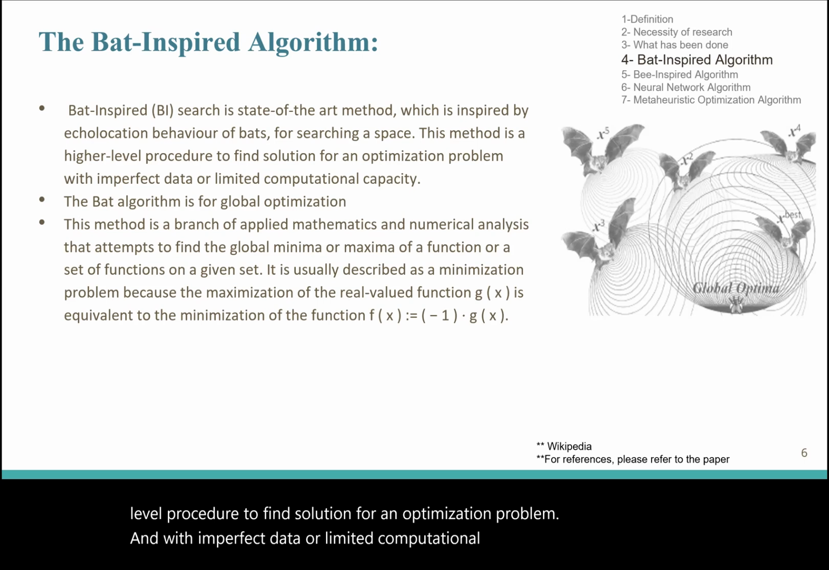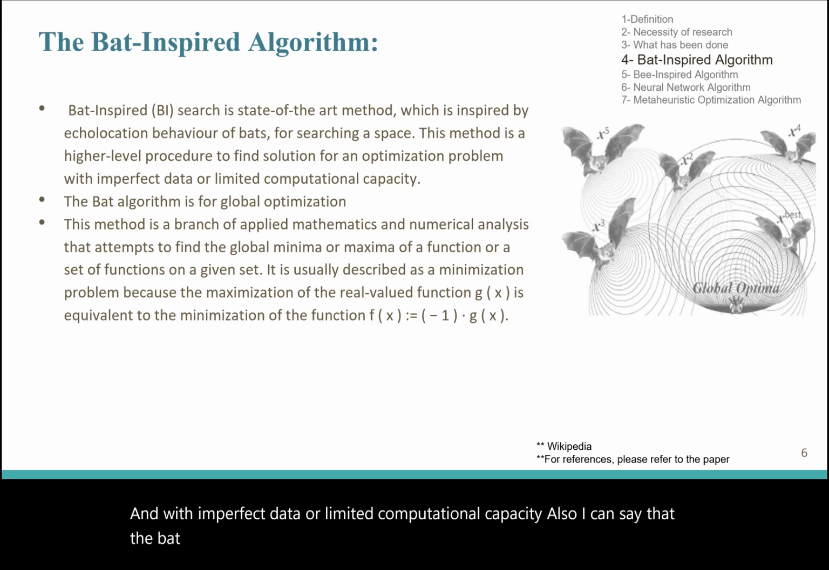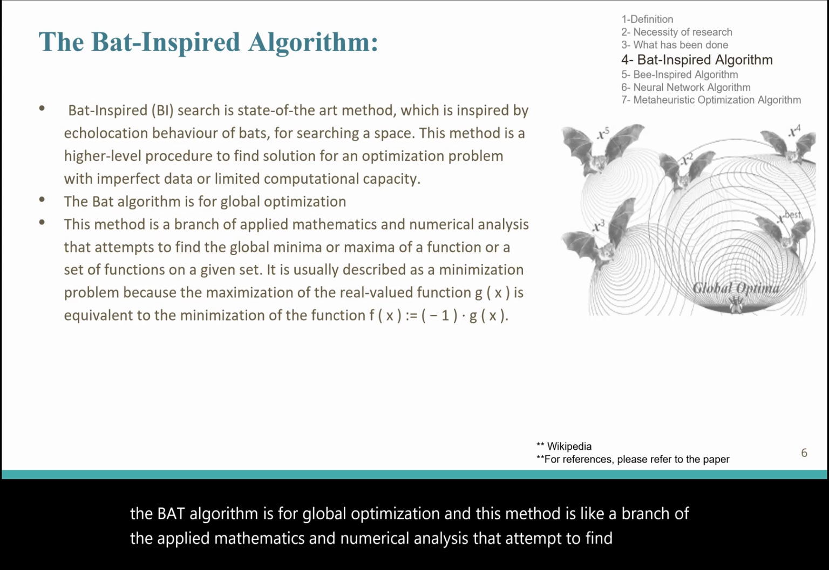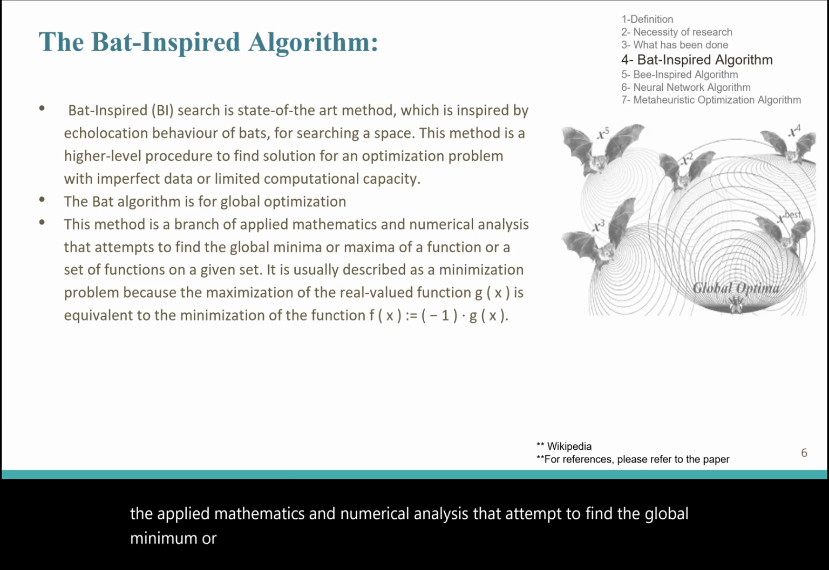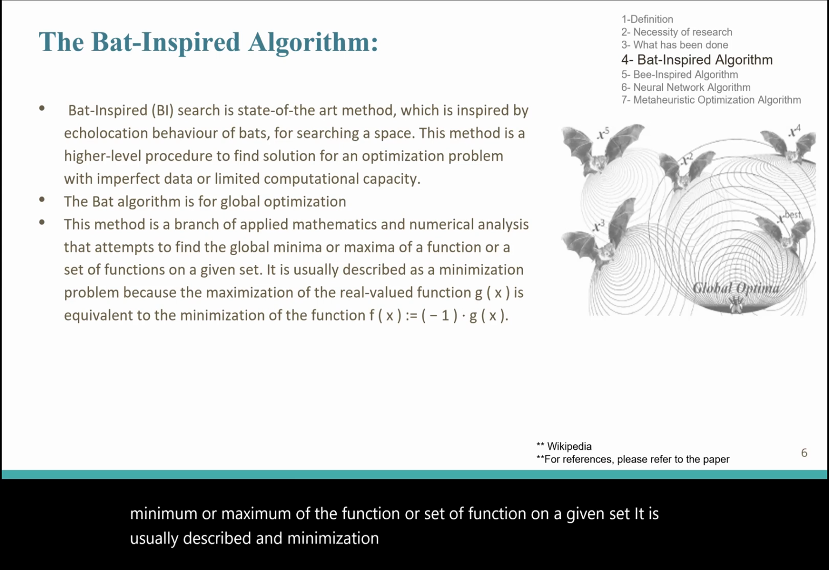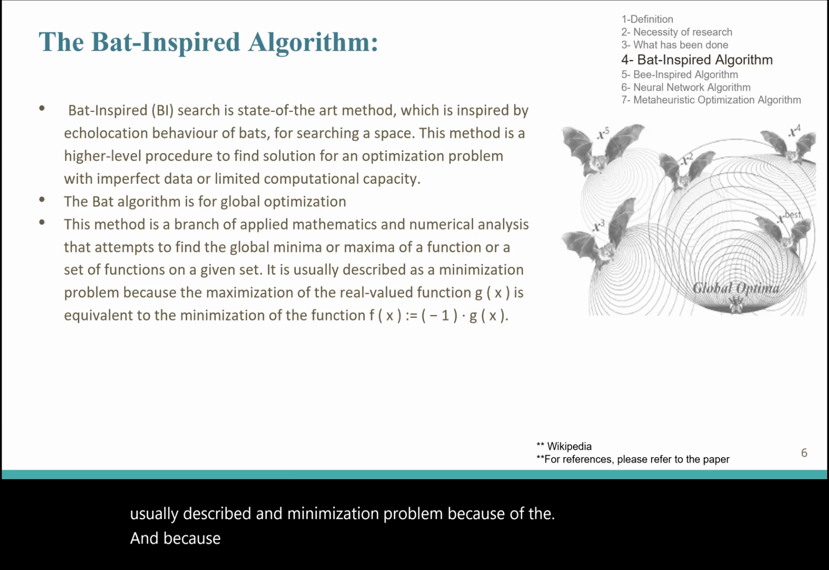Also, I can say that the BAT algorithm is for global optimization. This method is a branch of applied mathematics and numerical analysis that attempts to find the global minima or maxima of a function or set of functions on a given set. It is usually described as a minimization problem because the maximization of the real-valued function g of x is equivalent to the minimization of the function.